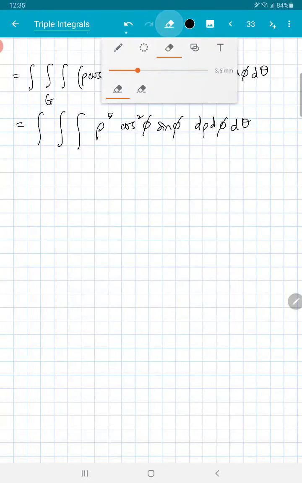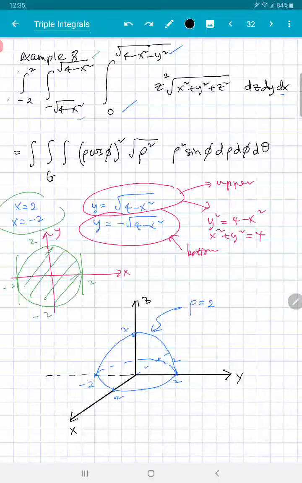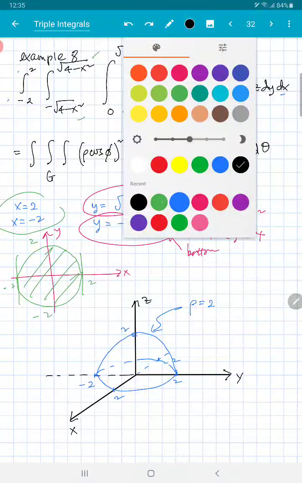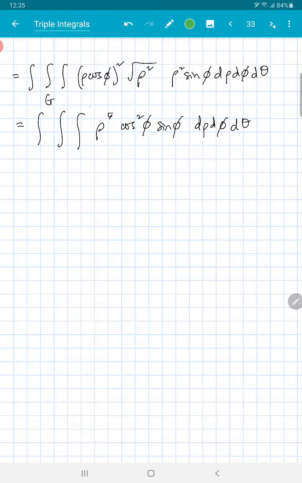Just refer to the solid G here. This is our solid G. To get the limits for rho, remember, we measure from the origin and then draw a straight line across the solid. As you can see, it starts at 0 and then it stops on the blue sphere, which is represented by 2. So the upper limit for rho is 2, lower limit is 0.